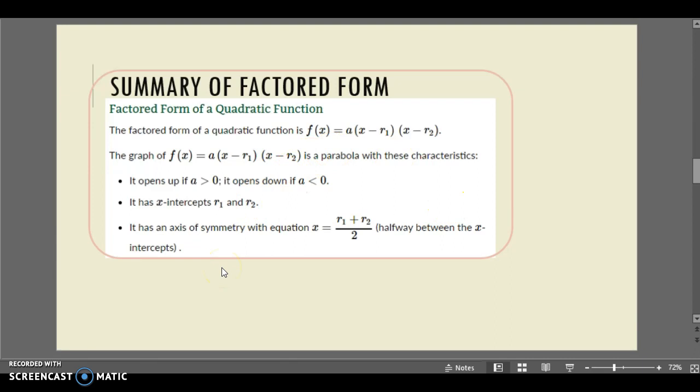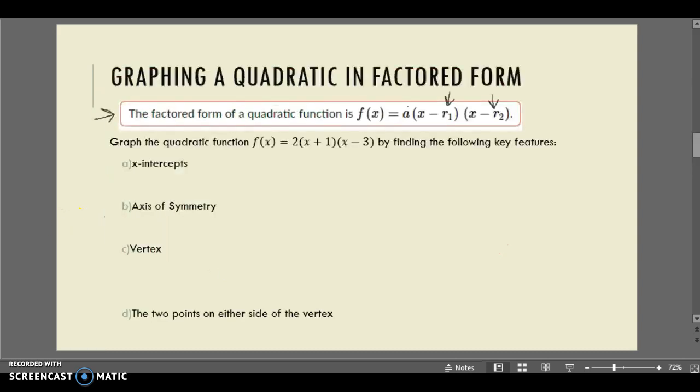Factored form of a quadratic is f of x equals a times x minus r1 times x minus r2. To graph this, you need these characteristics. If a is greater than 0, a positive number, it opens up. If a is negative, it opens down. It has x-intercepts r1 and r2. And the axis of symmetry is x equals r1 plus r2 over 2, so you add those two roots together and divide by 2. So let's go back and look at graphing this.